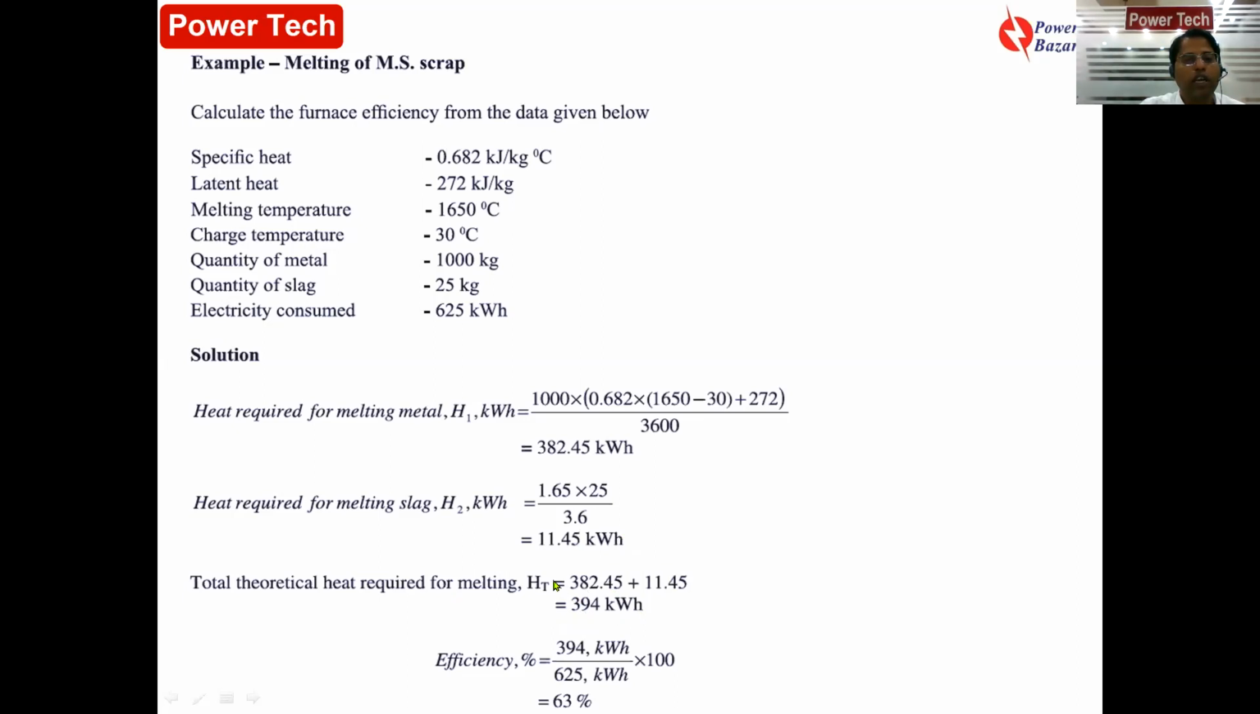But if the theoretical heat required is 394 kWh, then why do you require so much energy, 625 kilowatt hours, for melting? Because there are losses. So furnace efficiency becomes theoretical heat, that is 394, divided by actual electricity consumed, that is 625. It becomes 63%.